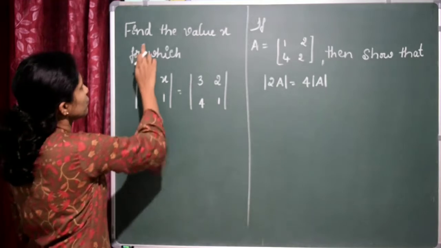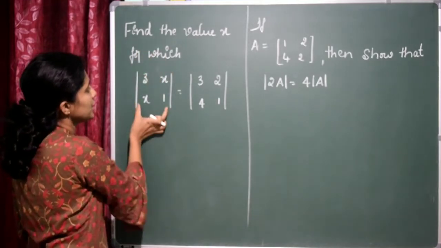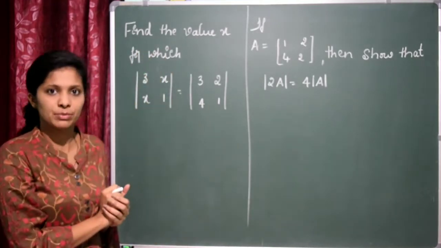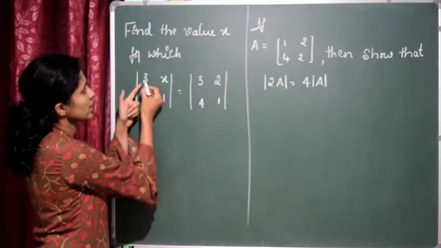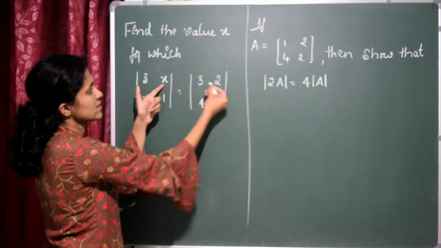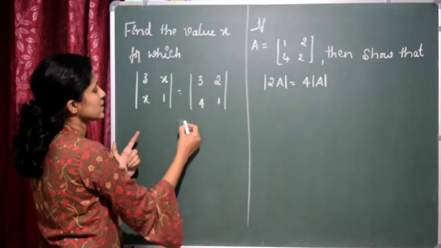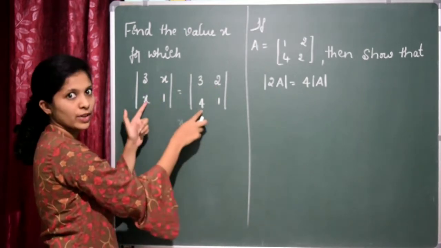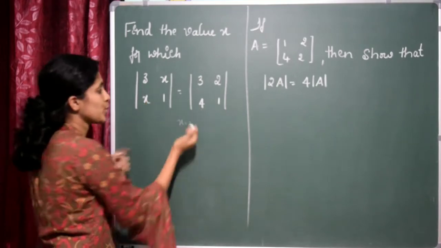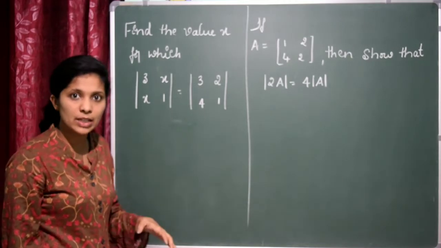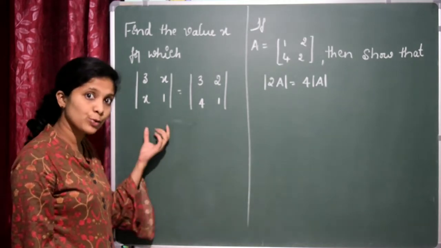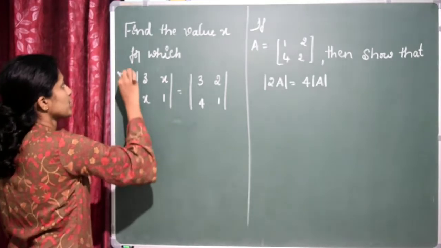So the next problem: find the value of x for which the determinant of this one is equal to the determinant of another one, right? Usually what students will do, they'll equate, because here 3 is there, here 3 is there, here x is there, 2 is there. So directly you can write x is equal to 2, right? Or here one more value is there, x is equal to 4. Actually what you have to do, this is not a matrix, right? If it is a matrix, then the corresponding elements will be equal. But here you have to find the determinant. This is important for 1 mark.